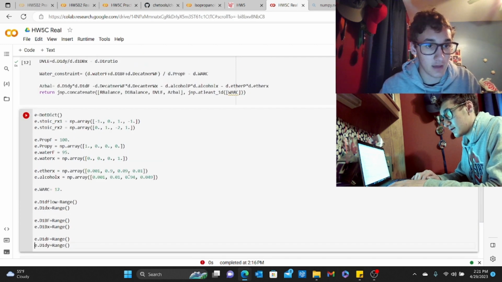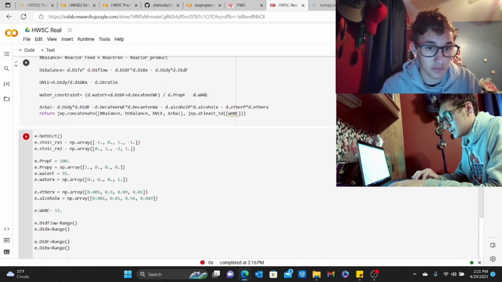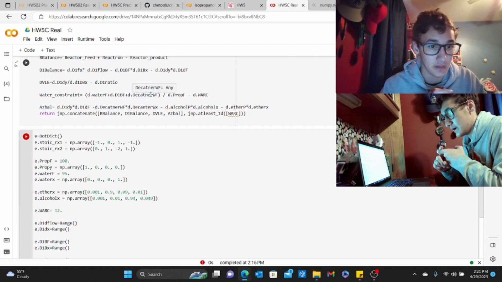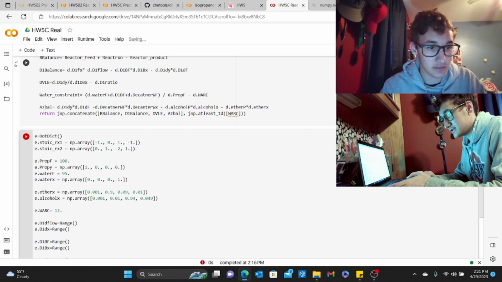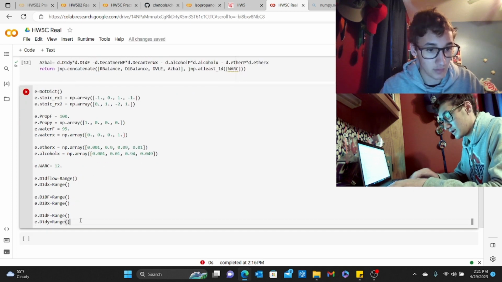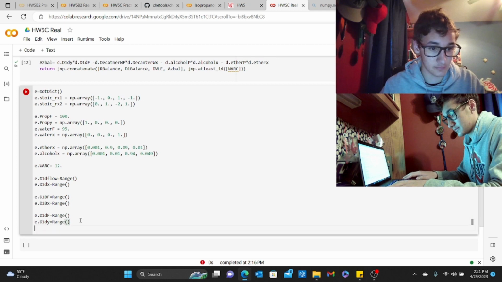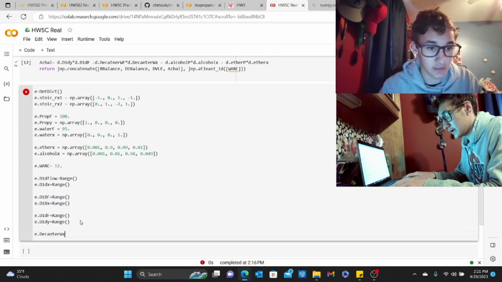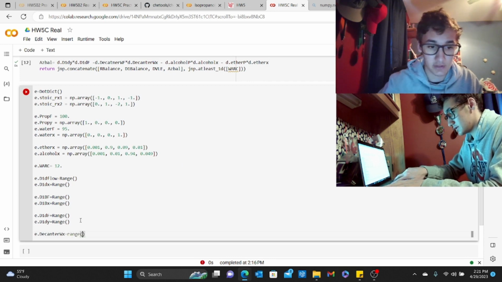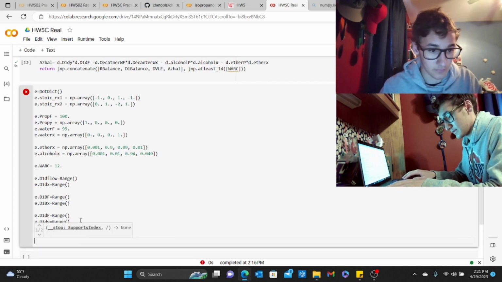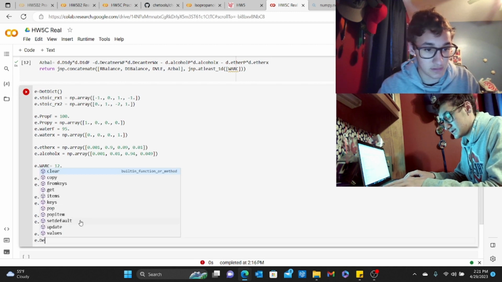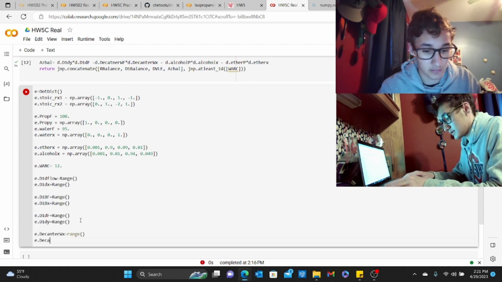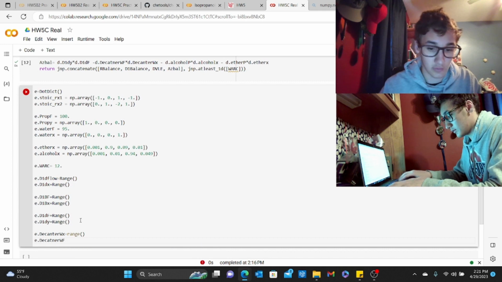And now as we have this, everything here is going to be, we need to do our decanter, and we need our azeotropic. So, oh gosh. So we have A dot decanter water equals range, and E dot D water flow equals range.